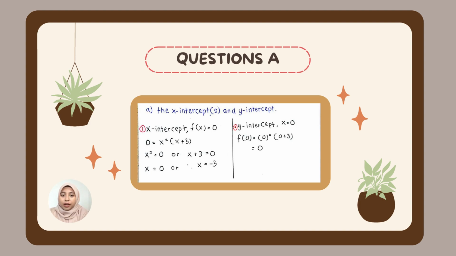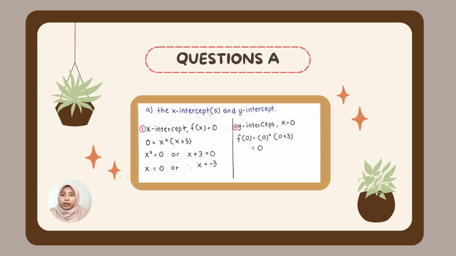First, x squared equal to 0. So, the final answer is x equal to 0. For the second one, x plus 3 equal to 0. So, the final answer is x equal to negative 3.